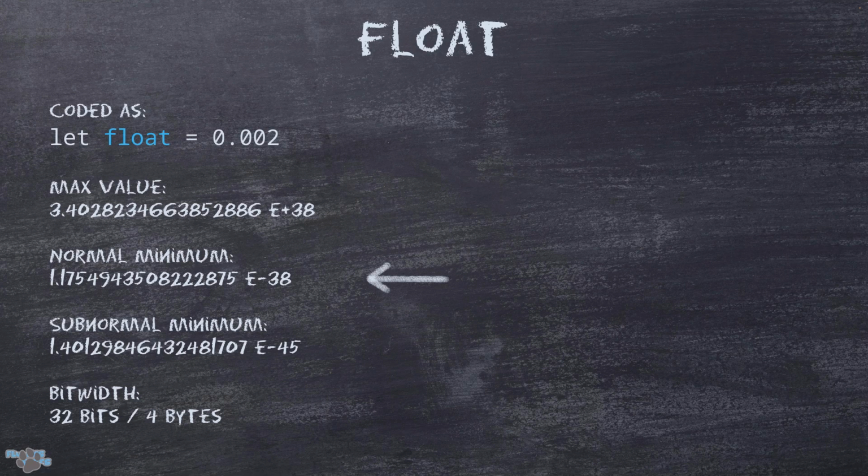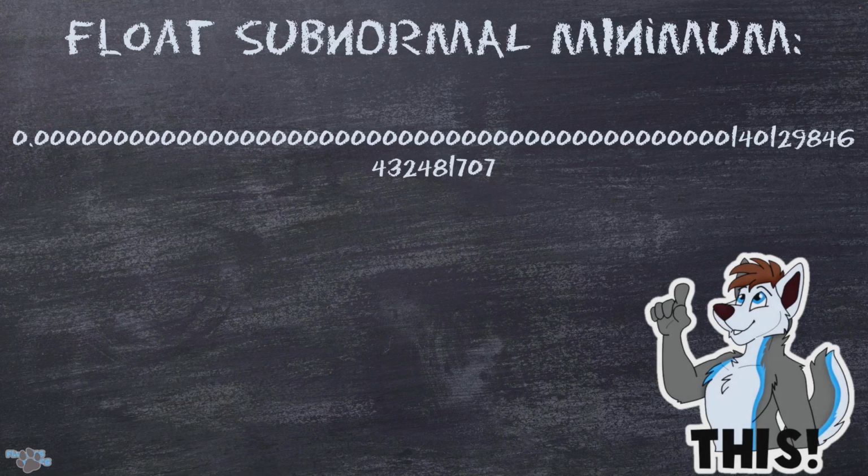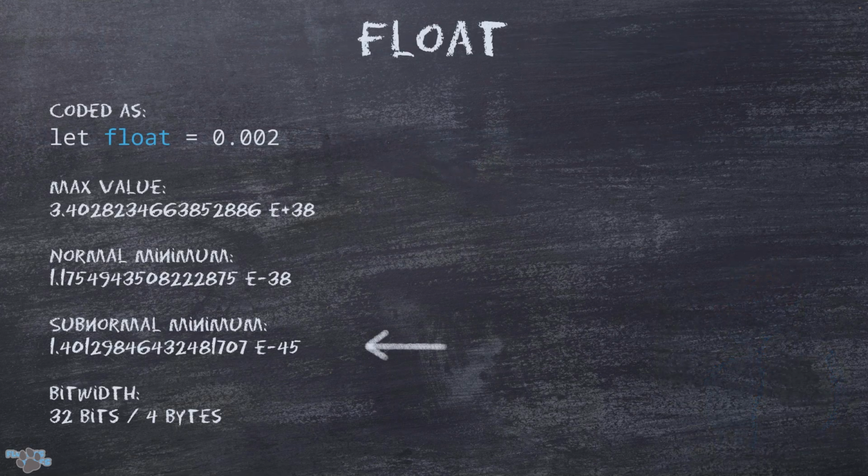or 1.175494350822287 times 10 to the power of negative 38. The subnormal minimum is the smallest number possible able to be stored in the float. We lose precision in this range due to a bit being used to denote that we are in this range. This number is, or 1.4012984643248170 times 10 to the power of negative 45.